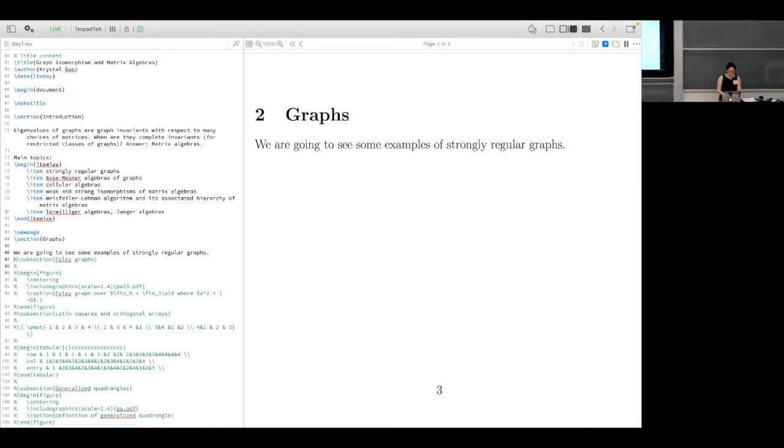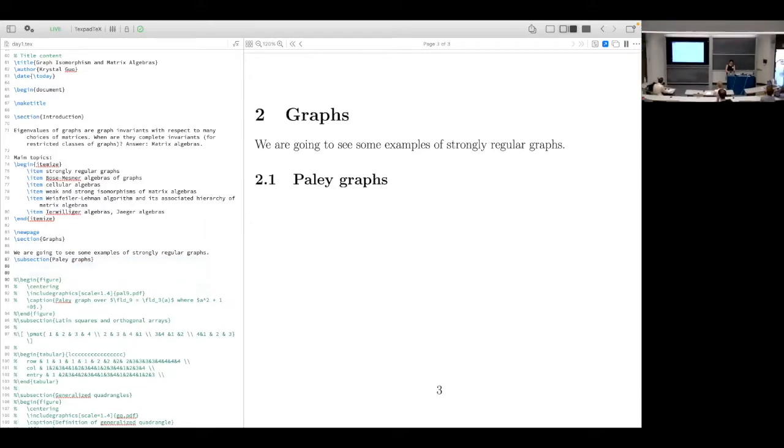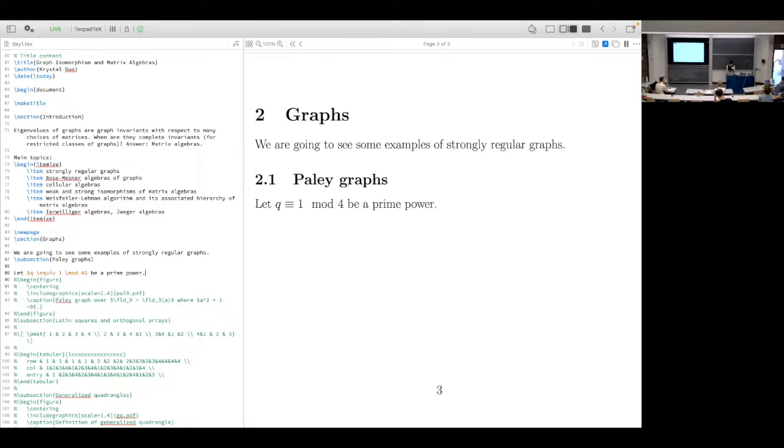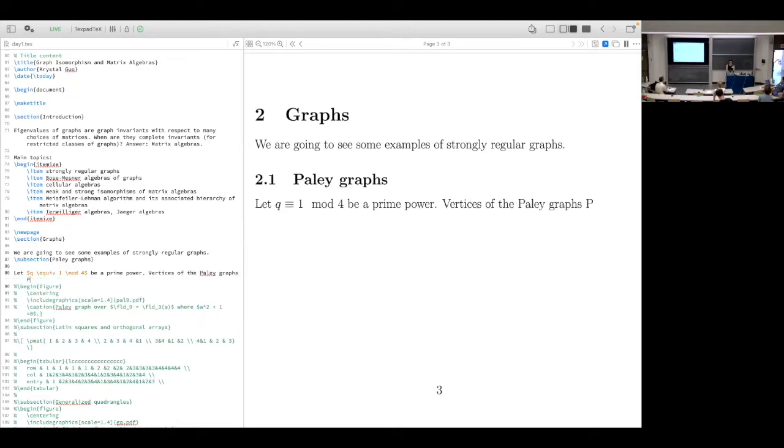Okay, so the first example is the Paley graph, which I think many people are familiar with. So how do I specify a graph? I have to tell you some vertices and then some edges, right? So for the Paley graph, you need a number q. So q is a prime power, and it needs to be 1 mod 4. Now the vertices of the Paley graph, let's denote this P of Q, are the elements of GF of Q, and they are adjacent when their difference is a square.